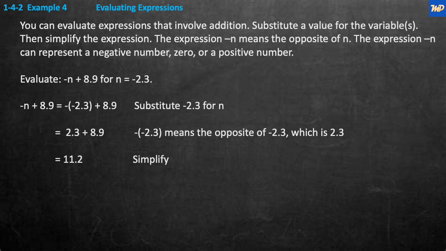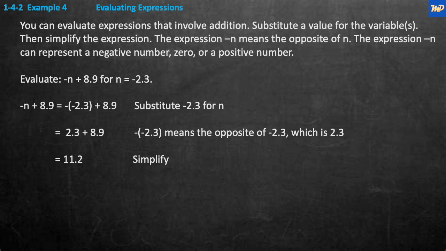Okay, example 4, evaluating expressions. So you can evaluate expressions that involve addition. Substitute a value for the variables. Then simplify the expression. The expression minus n means the opposite of n, right? The expression minus n can represent a negative number, 0, or a positive number. So let's do it. I just repeated that to help it stick in. Evaluate negative n plus 8.9. Okay, and then you get n equals negative 2.3.